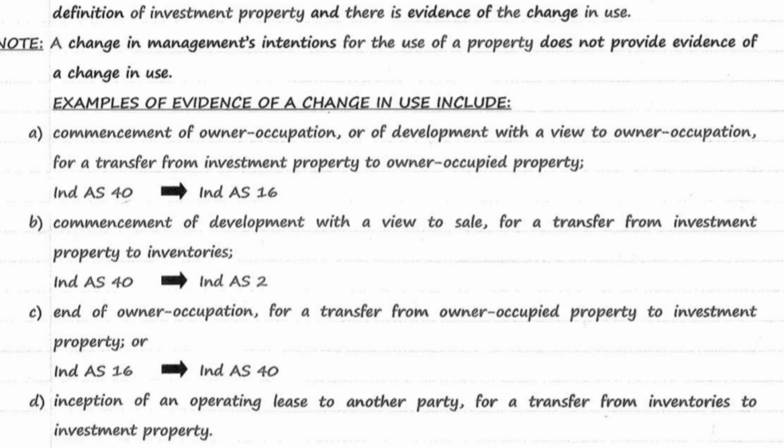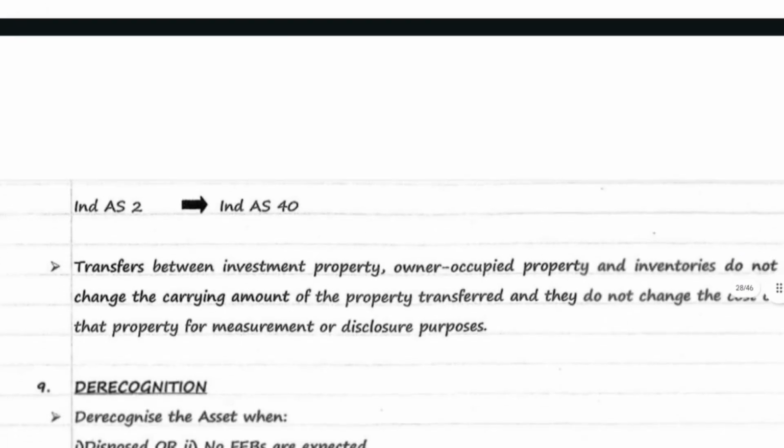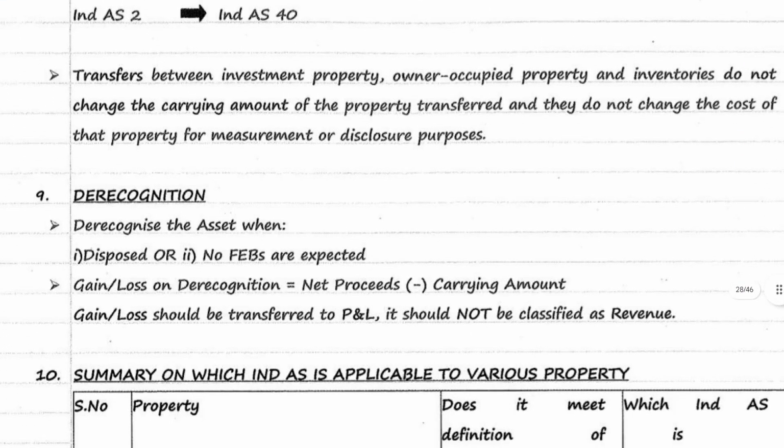End of owner occupation for a transfer from owner-occupied property to investment property. That is Ind AS 16 to Ind AS 40. Inception of an operating lease to another party for a transfer from inventories to investment property. That is Ind AS 2 to Ind AS 40. Transfers between investment property, owner-occupied property and inventories do not change the carrying amount of the property transferred and they do not change the cost of the property for measurement or disclosure purposes.